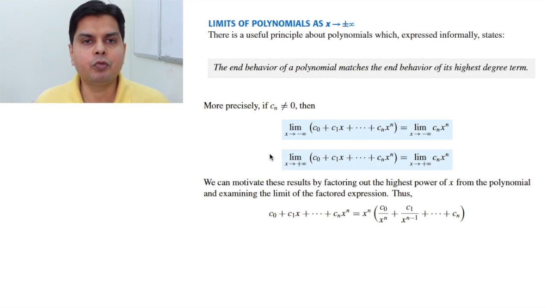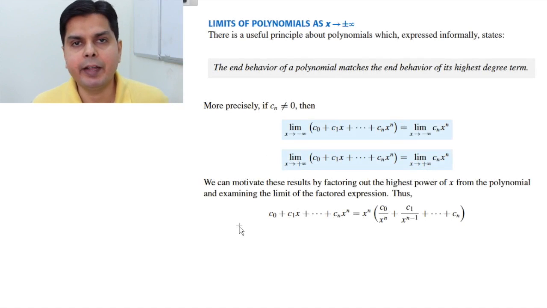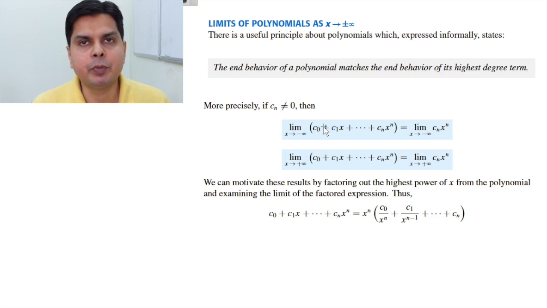Now we will see how to find limits of polynomials as x tends to plus or minus infinity. There is a very useful principle which states that the end behavior of a polynomial depends upon its highest degree term. For example, suppose I have been given a polynomial c0 plus c1x plus up to cn x to the power n, and I have to find the limit of this polynomial as x tends to minus infinity or as x tends to plus infinity.